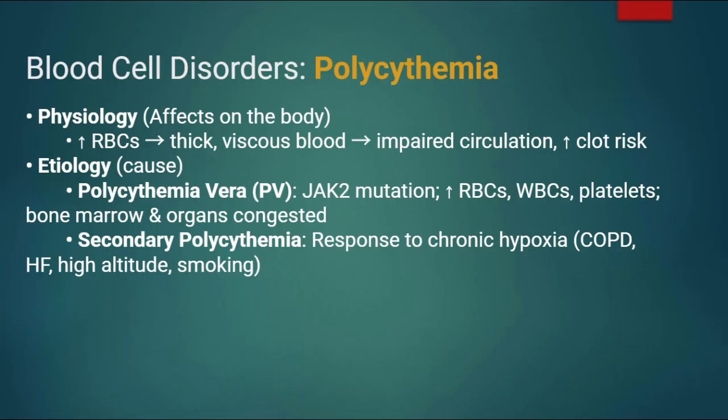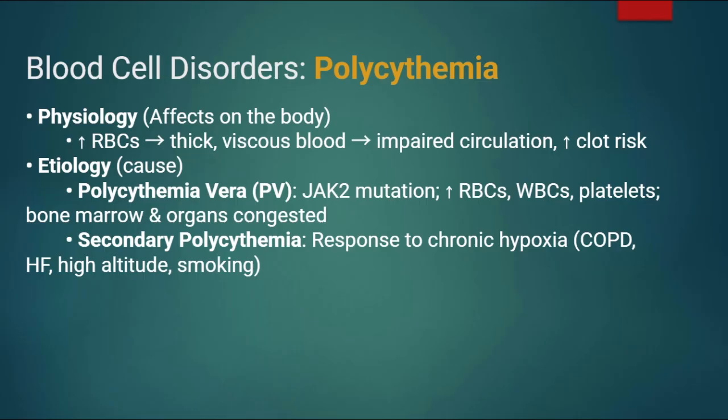In PV, the bone marrow produces too many cells, not just red blood cells, but also white blood cells and platelets. As a result, the bone marrow becomes packed with cells, and organs like the spleen and liver can become congested with blood. PV is chronic and progressive if untreated.